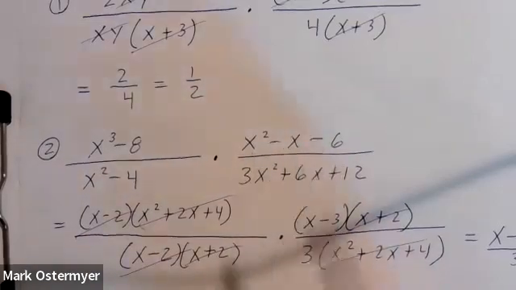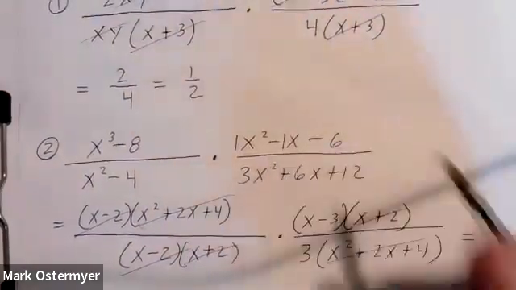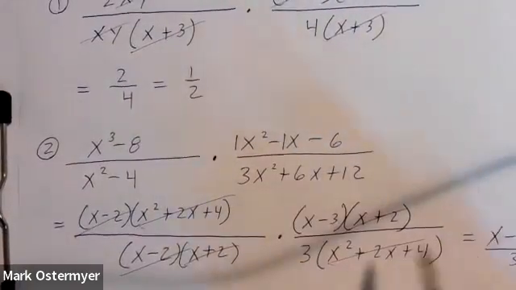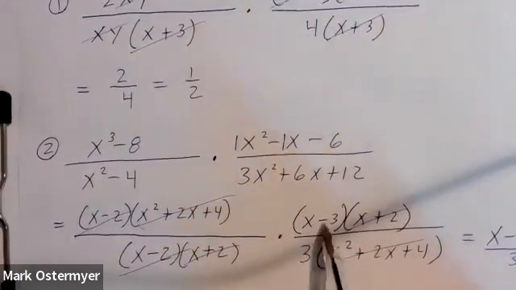This is an easy trinomial to factor, one with a leading coefficient of 1. Two factors of -6 that add up to -1 would be -3 and 2. So it factors like this.